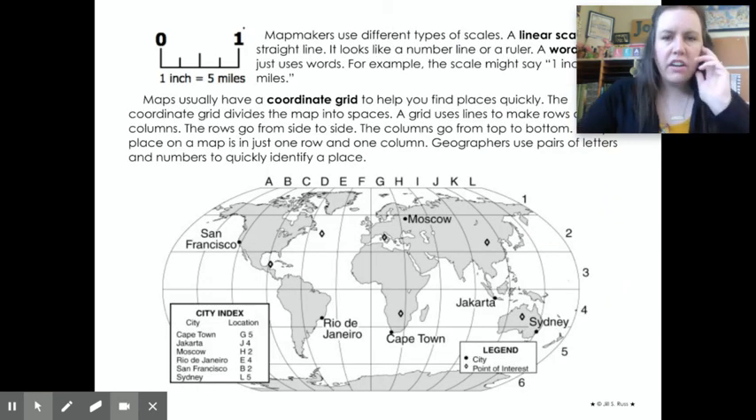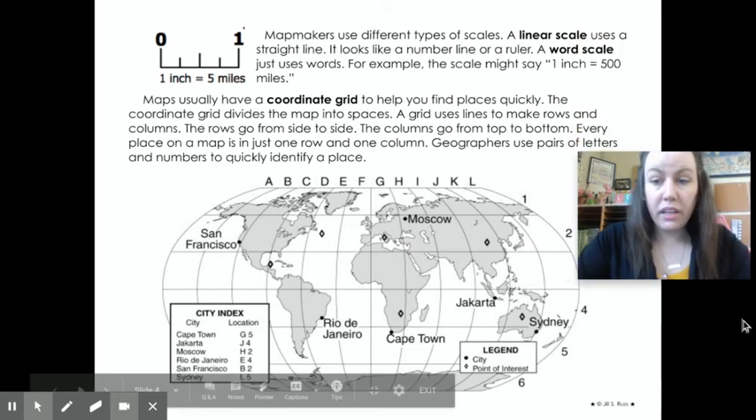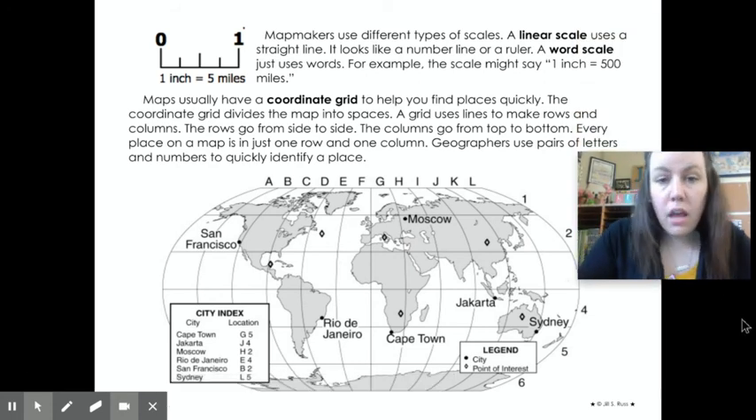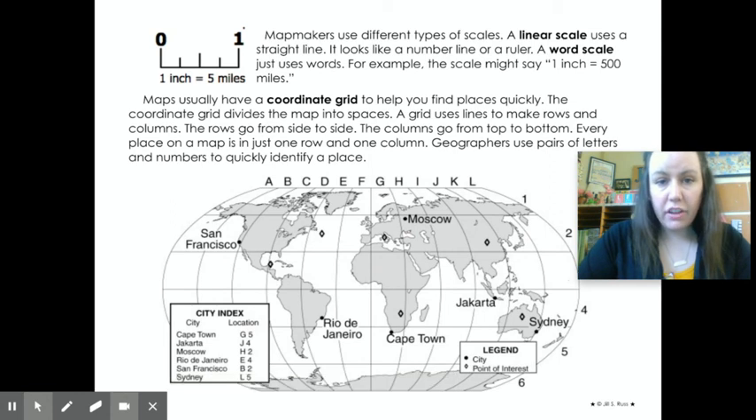So here is what map makers do. People who make maps are really good at not only the land, but they're really good at math too. So they use different types of scales when they make their maps. A linear scale uses a straight line. It looks like a number line or a ruler. A word scale just uses words. That's what I was doing, where it says 1 inch equals 500 miles, okay? So again, if I have 4 inches, I would have to add 500 plus 500 plus 500 plus 500, which would give me that total miles, okay?